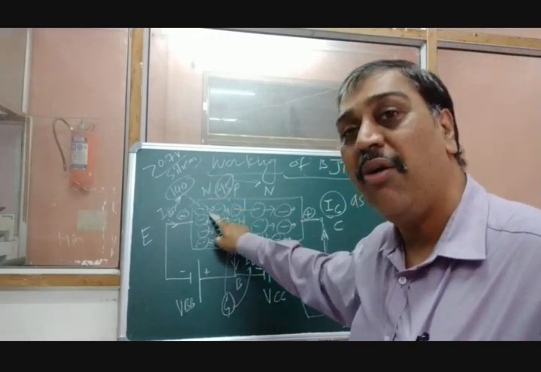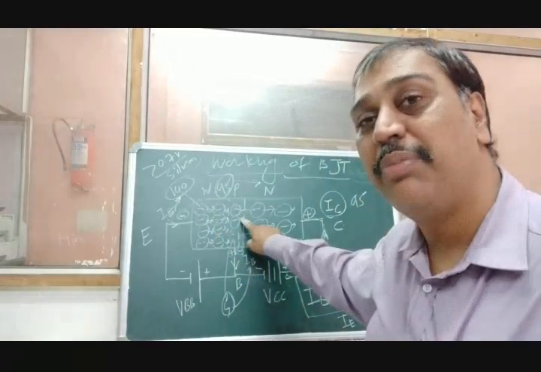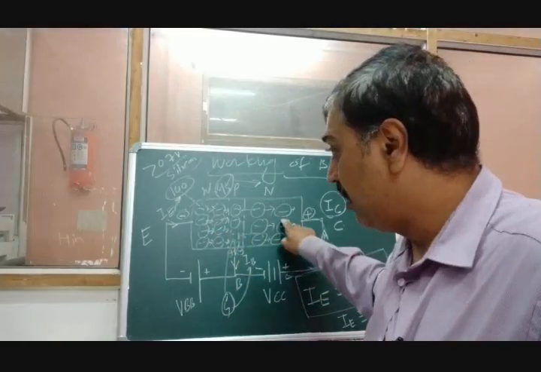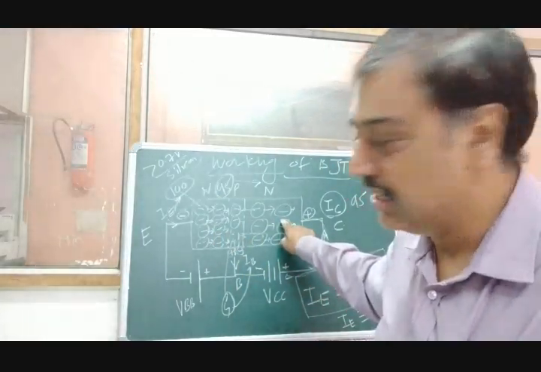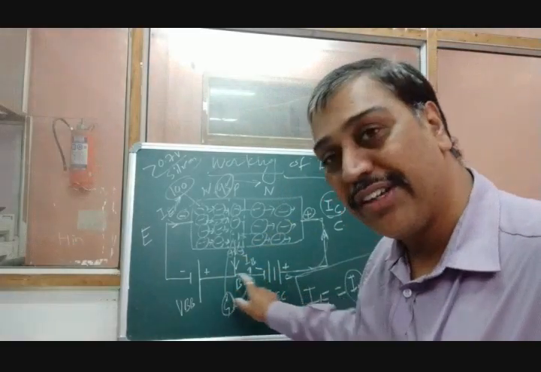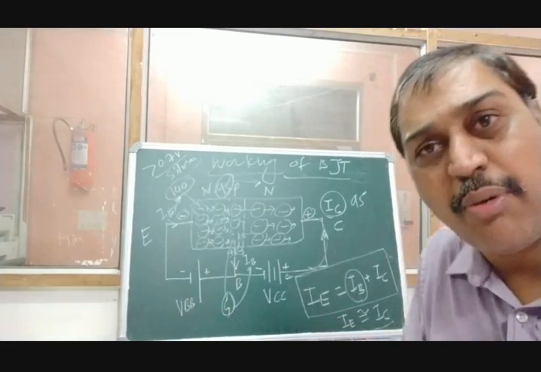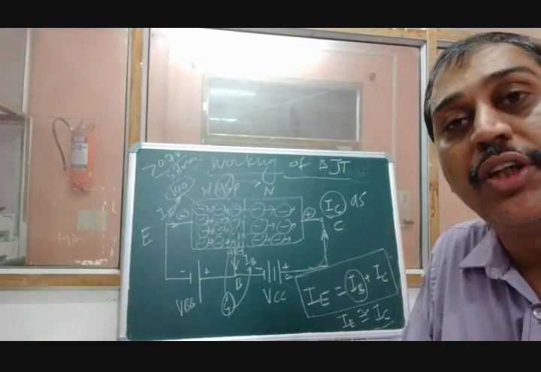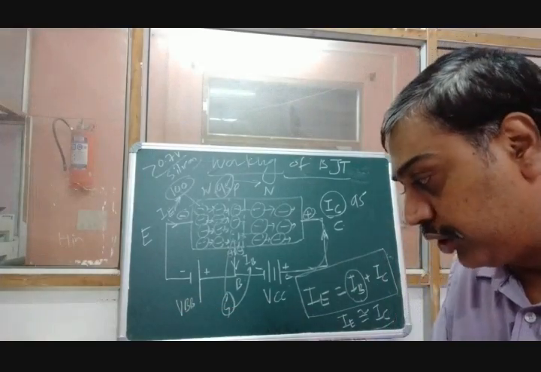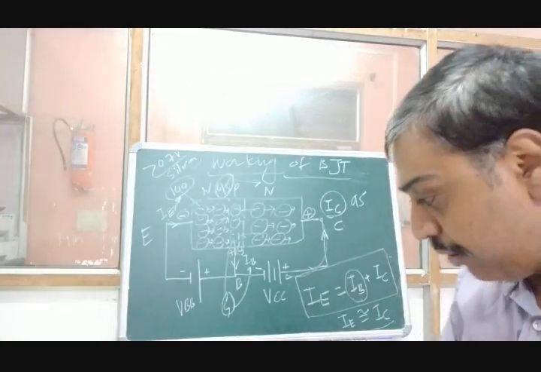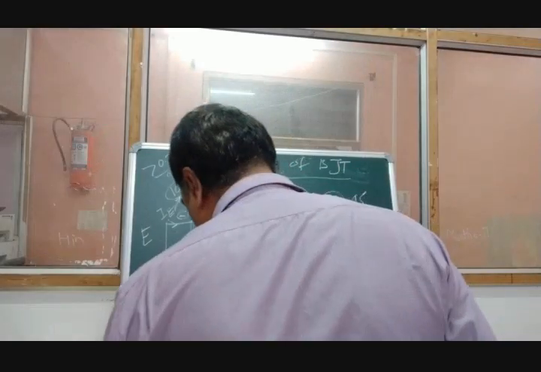Here there must be holes. Here it is N, there must be electrons. Here it will be P, there must be holes. That's it. And accordingly, this polarity gets reversed. In NPN and PNP, this VBB and VCC polarity gets reversed because the input junction must be forward biased, and the output junction must be reverse biased. I hope that you got this working of transistor.